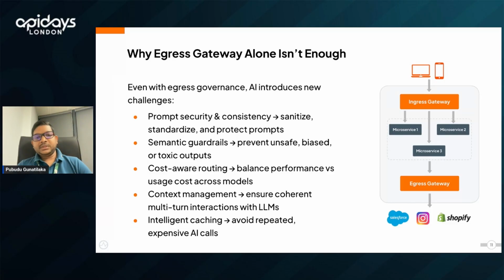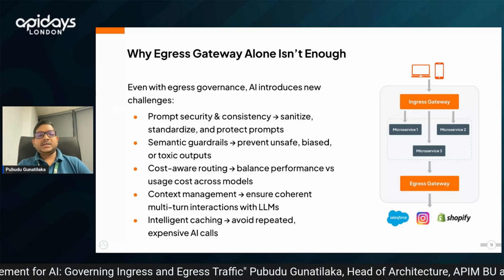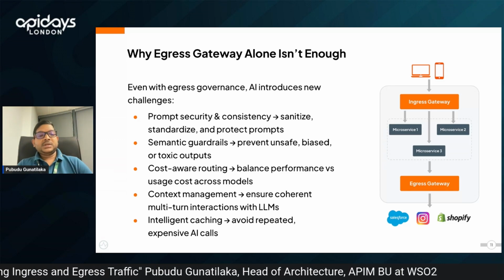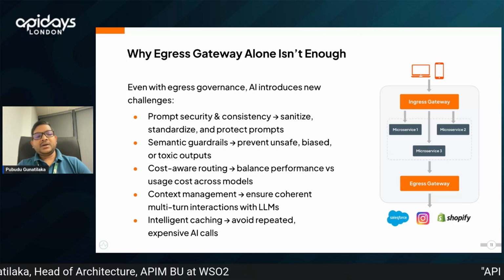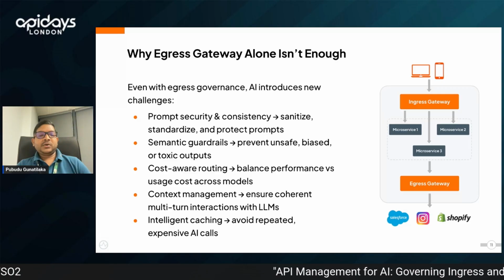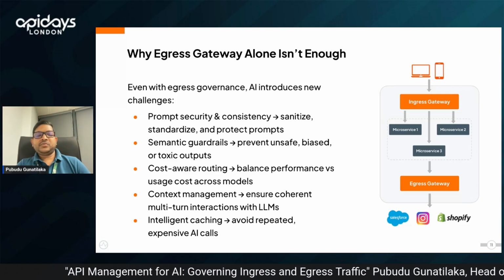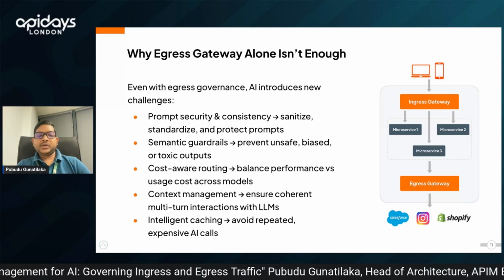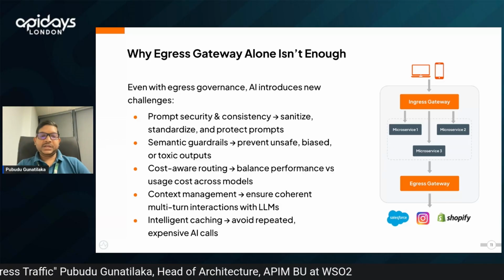If you look at it from the AI side of things, now we have more issues. You have to look at prompt security and consistency, which will sanitize, standardize and protect prompts. And then there can be semantic guardrails to prevent unsafe, biased or toxic outputs. And if you look at cost-aware routing, we have to decide whether we balance performance or usage cost across the models that we utilize in our Gen AI applications.